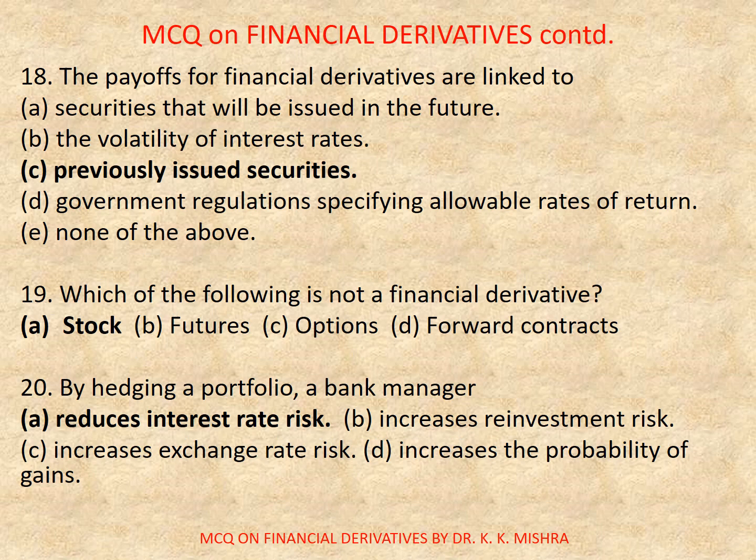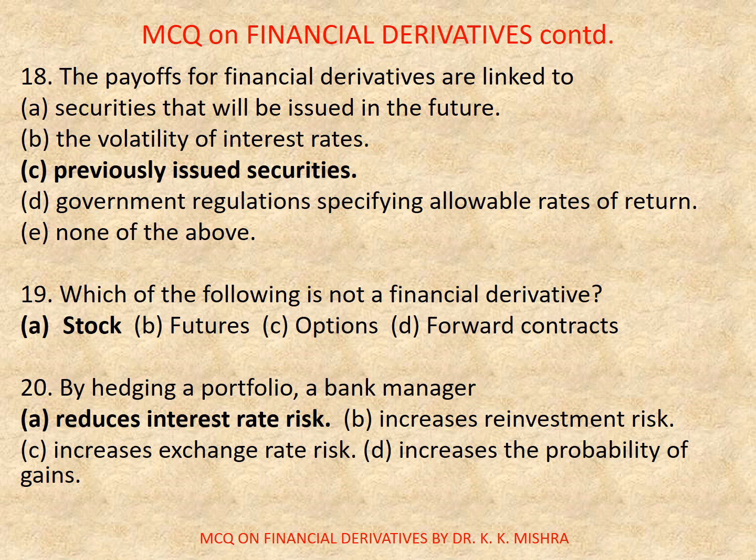Question number 18. The payoffs for financial derivatives are linked to. Options are A. Securities that will be issued in the future, B. The volatility of interest rates, C. Previously issued securities, D. Government regulations specifying allowable rates of return, E. None of the above. Correct option is C. Previously issued securities.